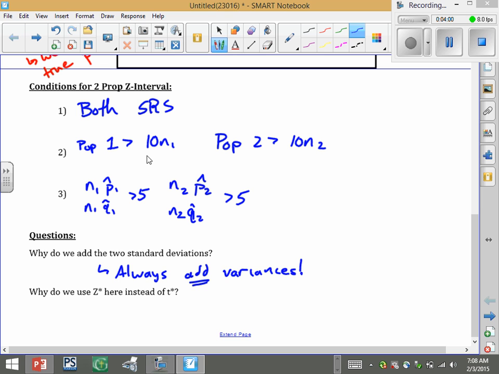And why do we use z star instead of t star here? Well, proportion intervals always use z star. T star is only used for means when you don't know the population standard deviation.